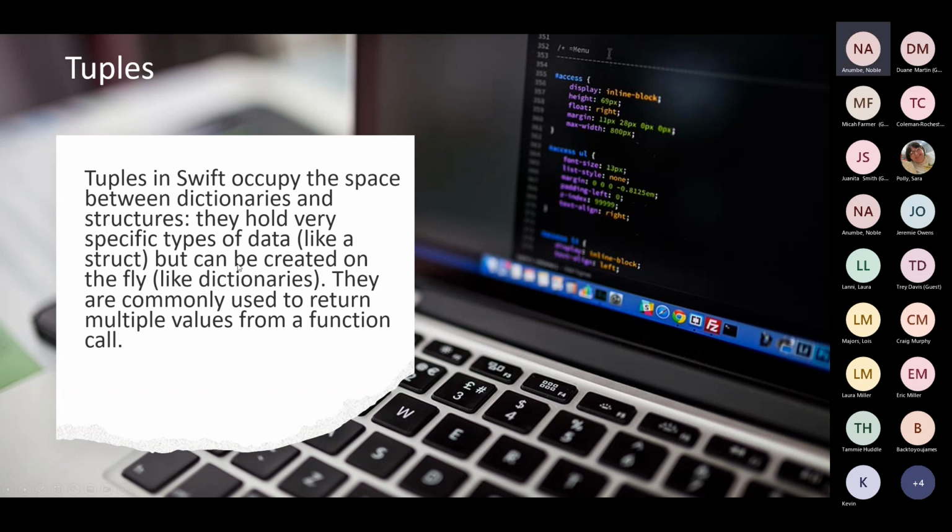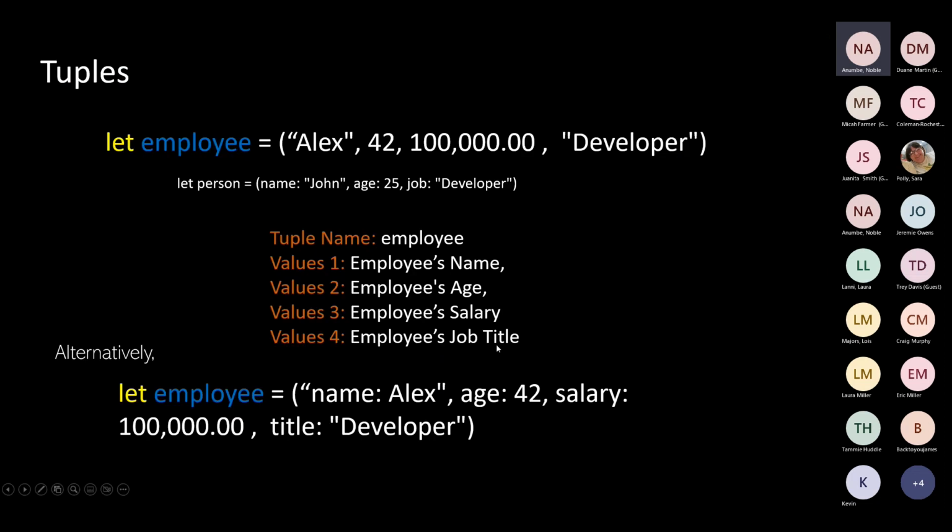They have intermediate characteristics that fall somewhere between structures and dictionaries. Like dictionaries, you can create them on the fly. They are commonly used to return multiple values from a function call. Remember when you see most functions, you have your parameters and you have your arguments. You can use a function to quickly return multiple different values from a tuple.